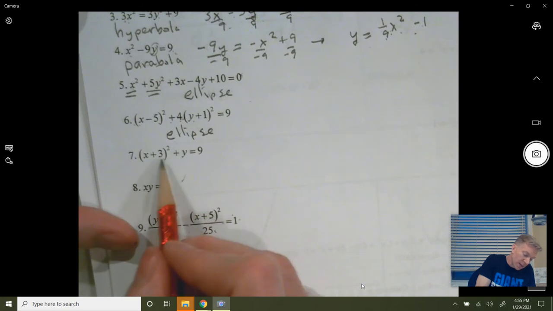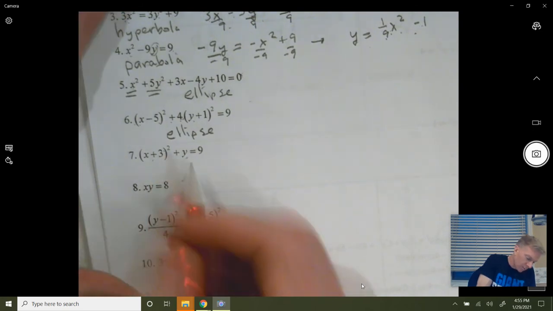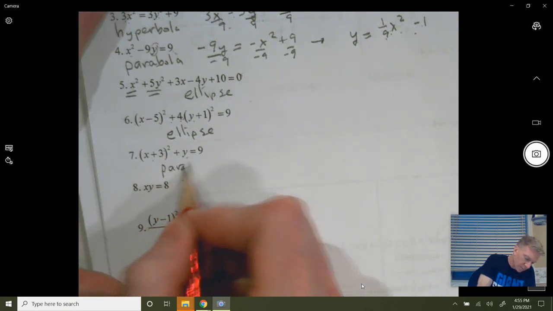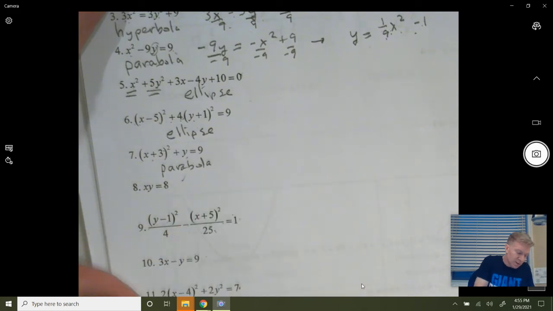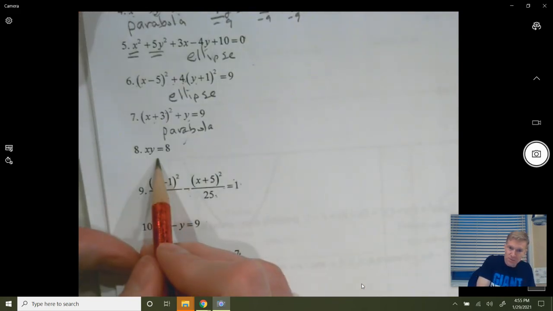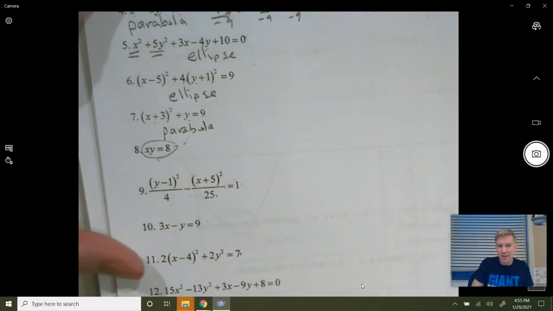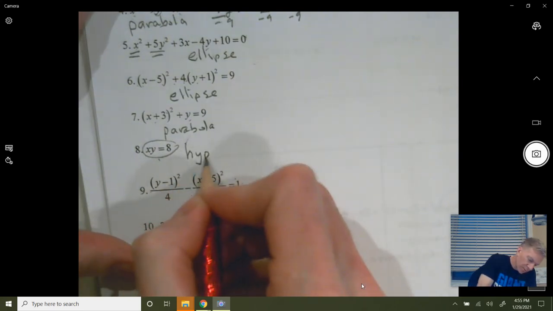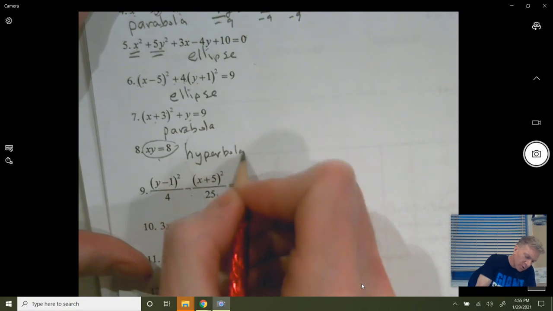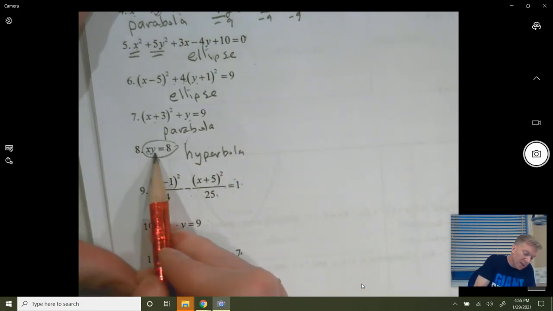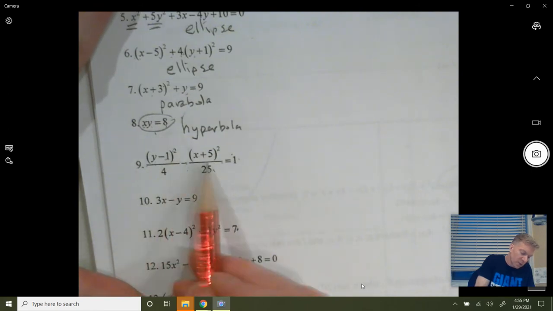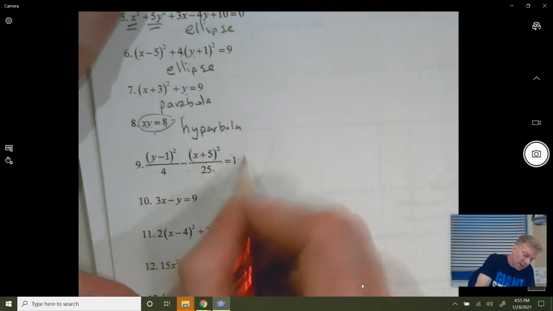This one, the x is squared, the y is not squared. That's got to be a parabola. This one doesn't really follow a pattern that we identified up above because you don't have an x squared or a y squared, but you might remember this was that one unique type of hyperbola. So this one's a hyperbola. Set of all points where this product x times y is equal to positive 8. And this one, with a y squared and an x squared, one's positive, one's negative. That is a hyperbola.